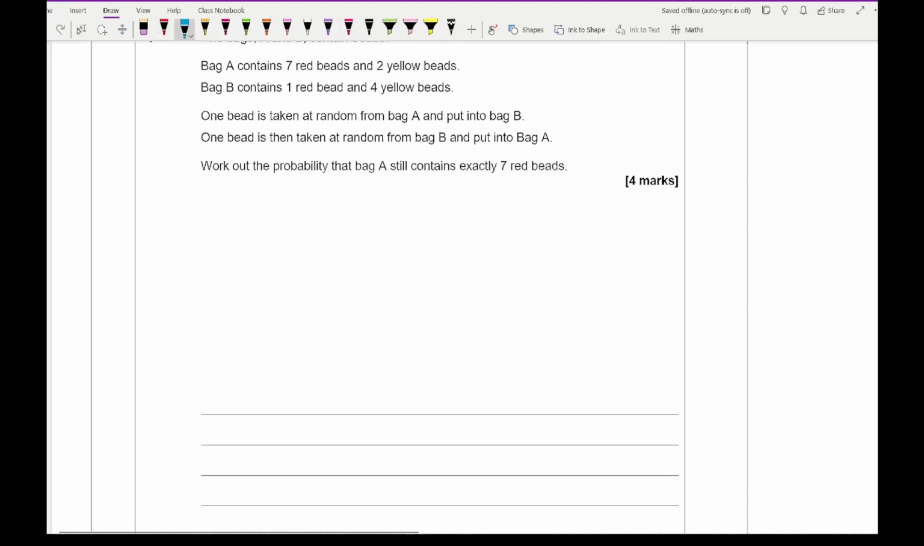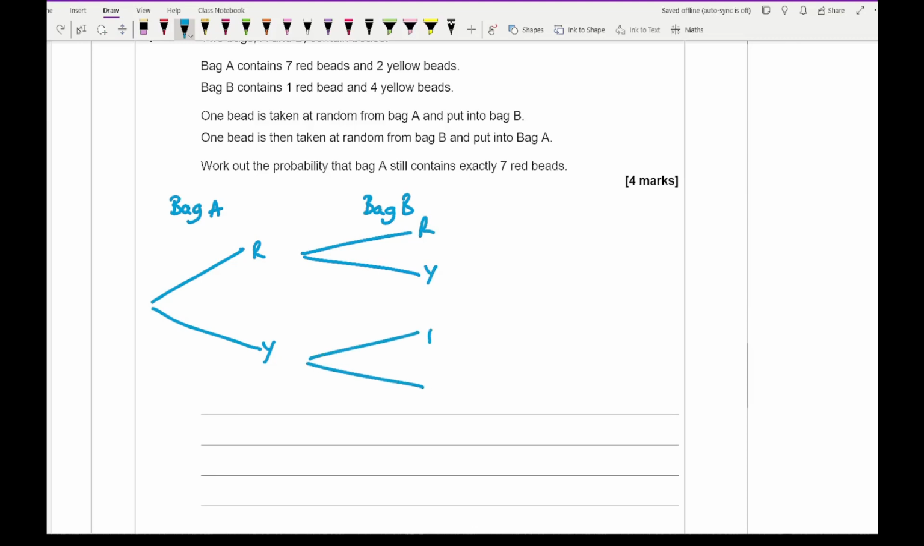So for this, let's just start by drawing a tree diagram. So we've got bag A and we've got bag B. So then from this, we can either go for red and yellow. And then from this, we've got red and yellow, red and yellow. Let me just move that bag A label a little bit higher.